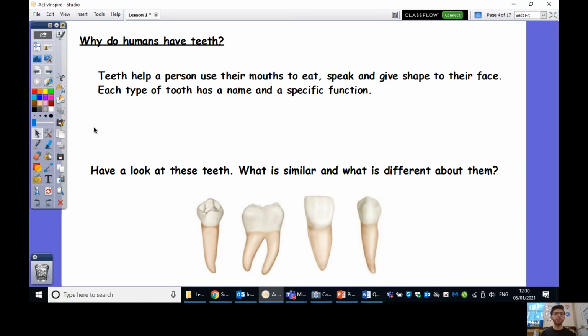However, we don't just have one type of tooth. If you have a look at the bottom of this slide here, there are actually more than 4, but we're just looking at these 4 different types of teeth. Have a look at them. What is similar and what is different about them? And why do you think they're different shapes? So why might that be? Okay, pause the video again, have a little think, have a chat to the person if you're in a room with someone else. What's similar and what's different?